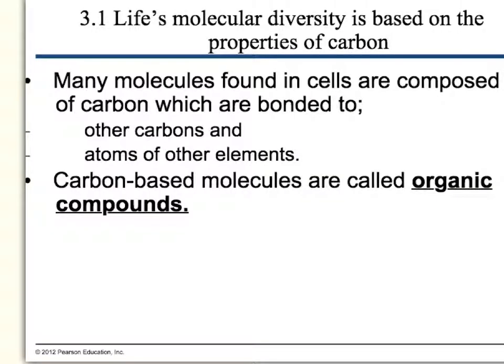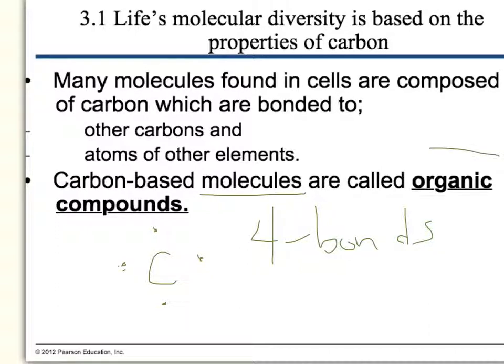So many molecules found in cells are composed of carbon, which are bonded to other carbons and atoms of other elements. Now, the versatile thing about carbon is that carbon can form up to 4 bonds. Because if we look back at our Lewis dot structure, we have carbon with 4 valence electrons. Generally, molecules that contain carbon are referred to as organic compounds.